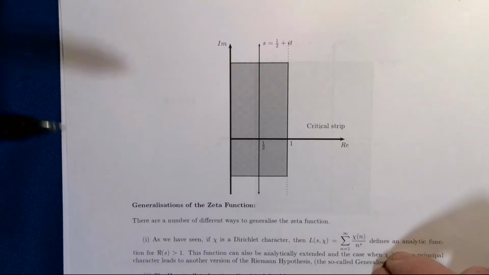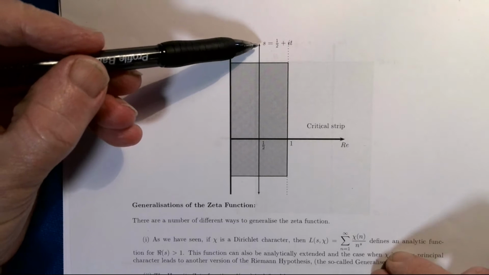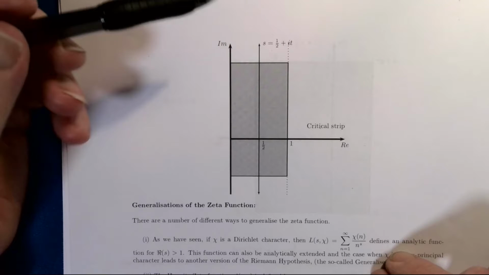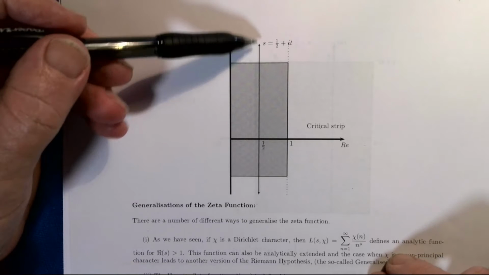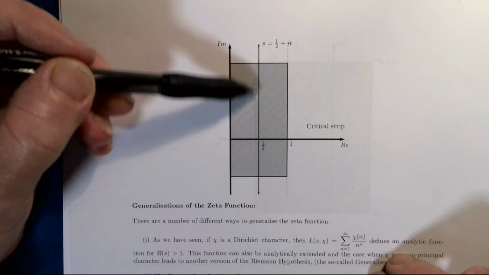And of course the Riemann hypothesis is that the zeros, in fact the non-trivial zeros, there are zeros here at the negative even integers, the trivial zeros, but the hypothesis claims that the only non-trivial zeros lie on this line, real part of s is a half.